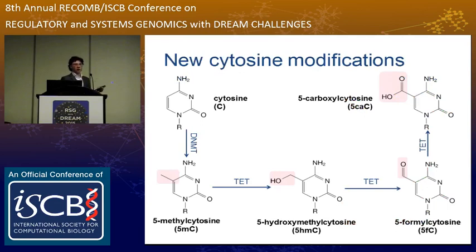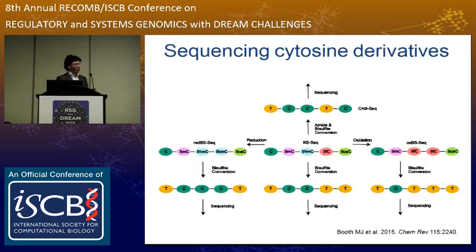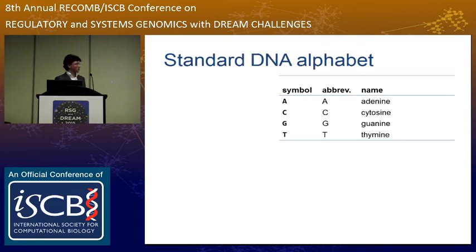And so in addition to 5-methylcytosine, we're also interested in investigating its oxidative products, which are now known, including 5-hydroxymethylcytosine, 5-formylcytosine, and 5-carboxylcytosine. And all of these different modifications can now be sequenced, although it often requires multiple sequencing runs, and this can be costly and difficult to accomplish.